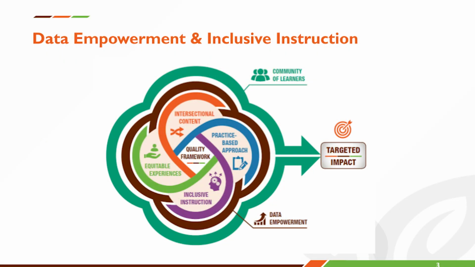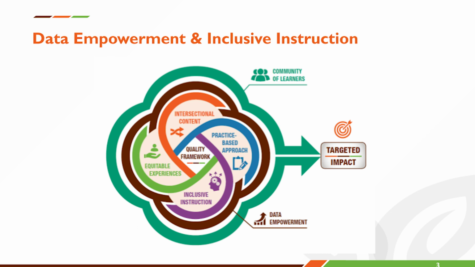BranchEd's work is grounded on a quality framework for educator preparation, which you see depicted on the slide. This workshop applies the data empowerment framework principle, which is the brown cord in the braid that's just inside the turquoise cord. Its location in this braid indicates the role that data empowerment plays in holding together an effective program. And this workshop also integrates the purple section of this image, which is inclusive instruction.